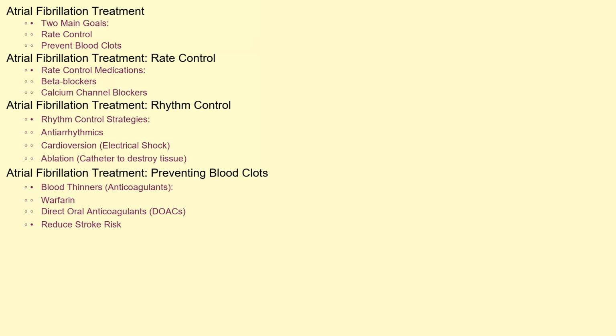Treatment for atrial fibrillation focuses on two main goals: controlling the heart rate and preventing blood clots. Rate control medications, such as beta blockers or calcium channel blockers, help to slow down the heart rate. Rhythm control strategies aim to restore and maintain a normal heart rhythm. This can be achieved through medications called antiarrhythmics or through procedures like cardioversion, which uses an electrical shock to reset the heart's rhythm. Another procedure is ablation, where a catheter is used to destroy the tissue in the heart that's causing the irregular rhythm. Blood thinners, or anticoagulants, like warfarin or direct oral anticoagulants, are crucial for preventing blood clots and reducing the risk of stroke.